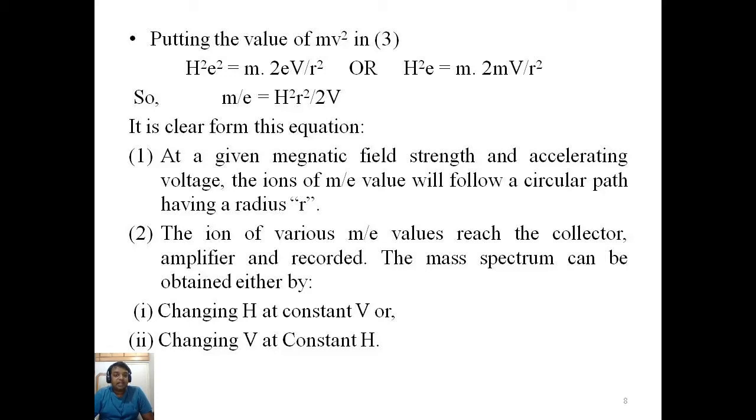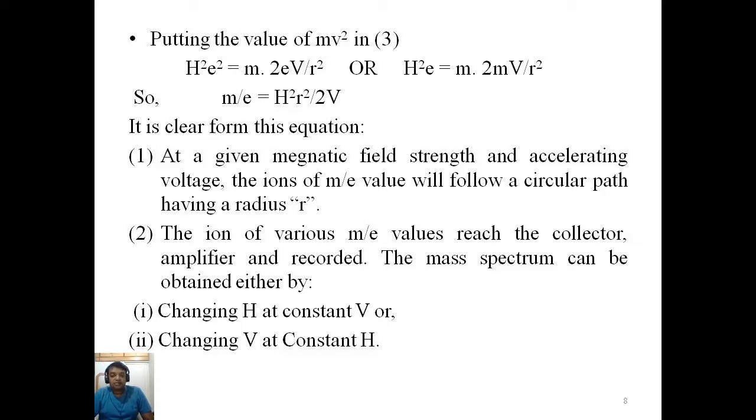The equation is m/z = H²r²/2V. As per the equation, we can conclude that at a given magnetic field strength and accelerating voltage, the ions of a given m/z value will follow a circular path having a radius r. The ions of various m/z values reach the collector, amplifier and recorder.